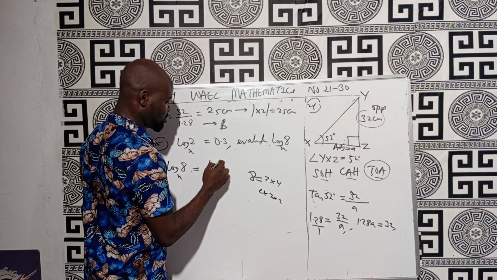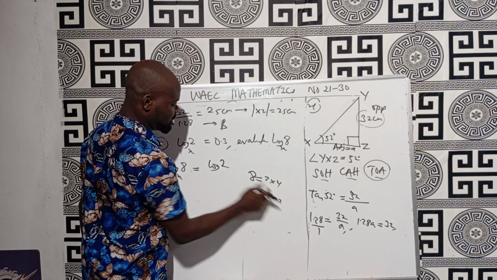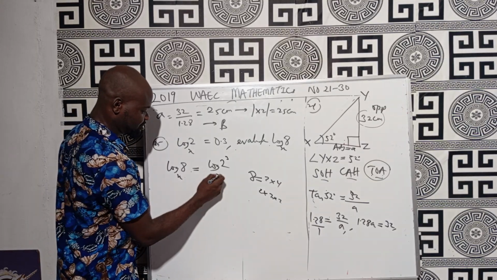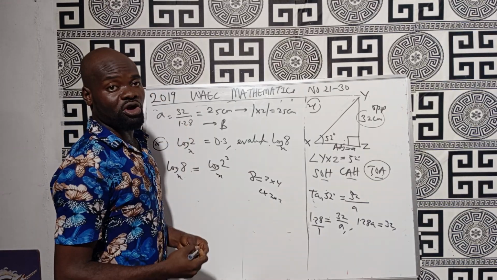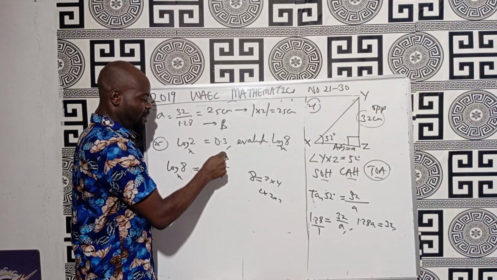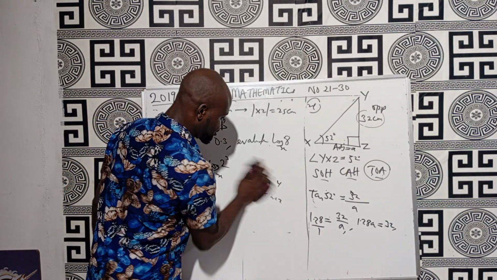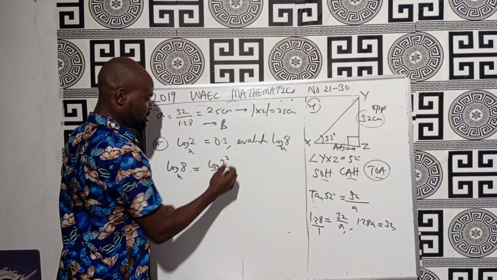We have 2 all, so that's 2. How many 2? 1, 2, 3. In 3 places, you can see we have 2 raised to power 3. Put your base back, x. According to the law of logarithms, whenever there is a power here, the power comes down here at the back. You understand now? So it comes back.